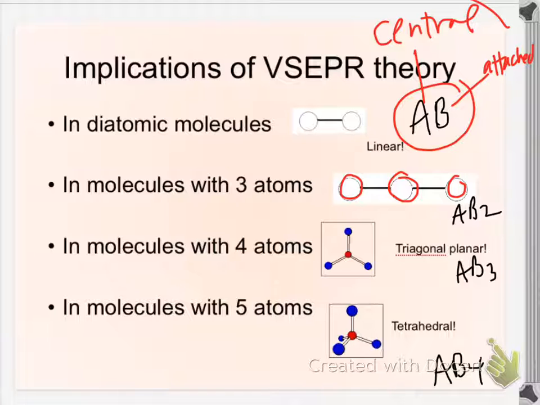If you have 4 atoms, if you have 1 central atom and you have 3 things attached to that central atom, you have an AB3. And the farthest that they can get away from one another looks something like this. It looks like a triangle. You're going to build several of these. It's called trigonal planar because while it's a triangle, it's also all on one plane. It's flat.